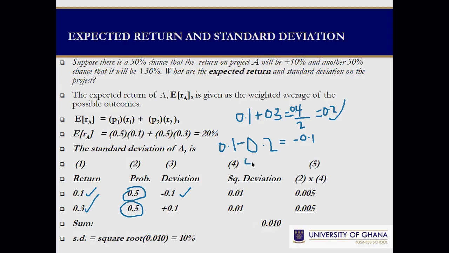We do the same thing for 0.3 minus 0.2, which gives us 0.1. When we square the deviations, we get 0.01 and 0.01. Now, if we want to get the weighted value, remember we are going to multiply the probabilities by the squared deviations.